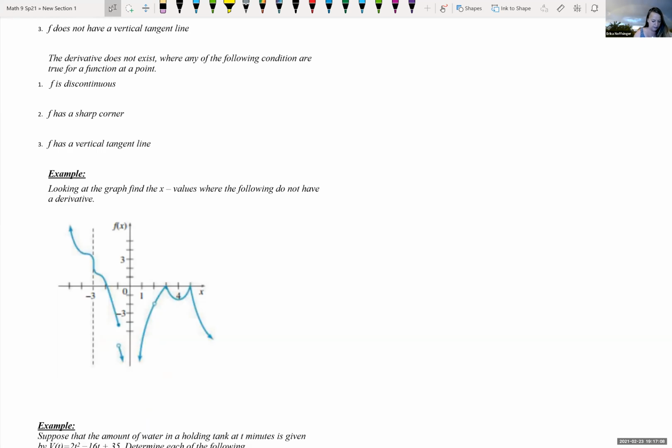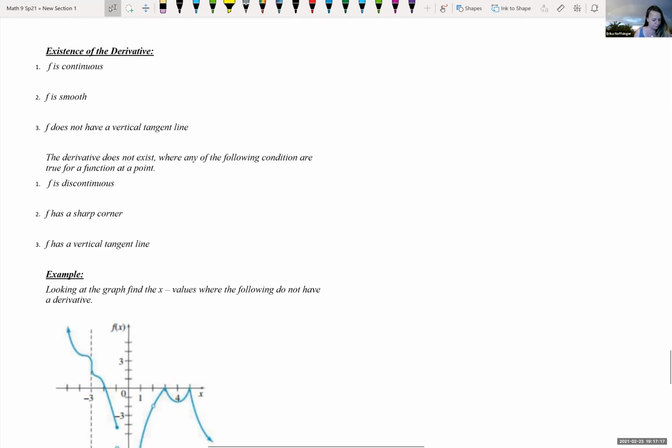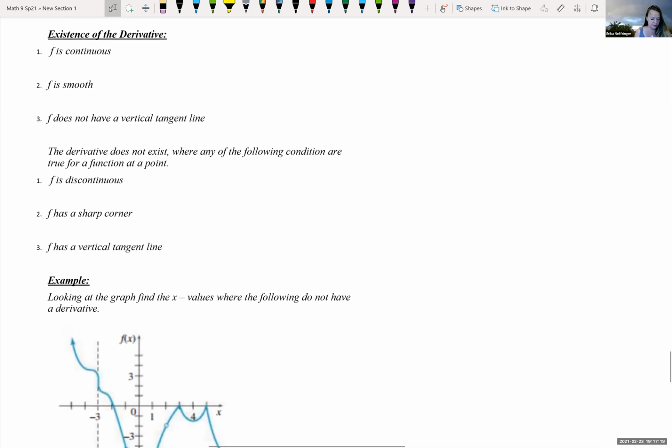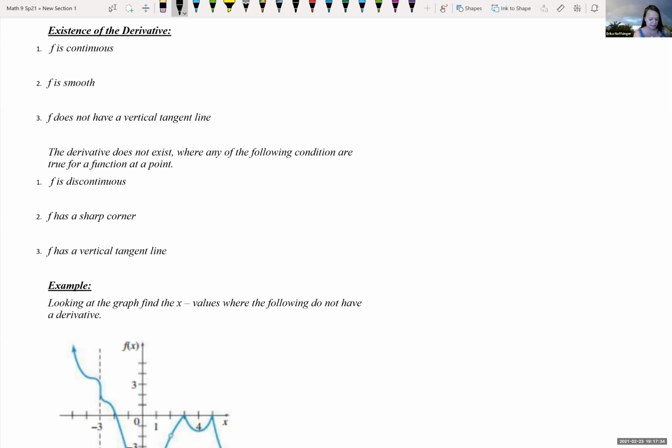Okay, so we're looking again at derivatives, which is the instantaneous rate of change at a particular value on a function. And then we were talking about the existence of a derivative. So for a derivative to exist, the function has to be continuous at that value. The function has to be smooth, and f does not have any vertical tangent lines. We would say that the derivative does not exist if any of the following conditions hold: it's discontinuous, it has a sharp corner, or it has a vertical tangent line.